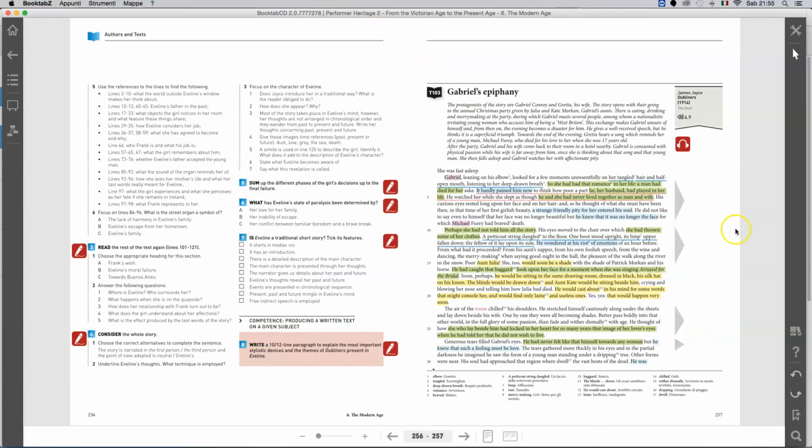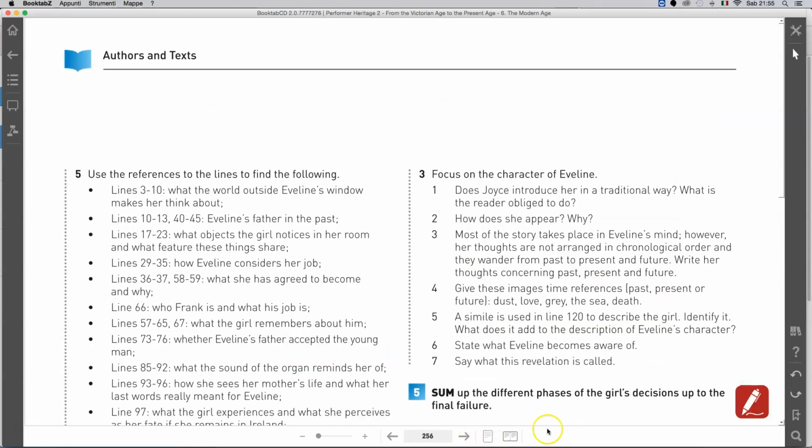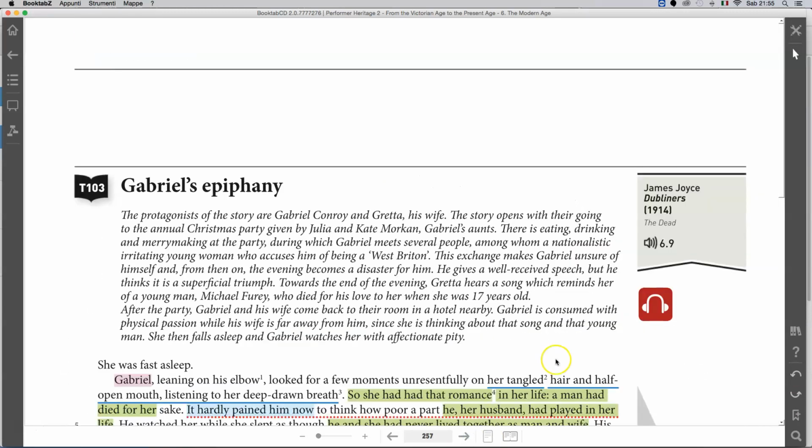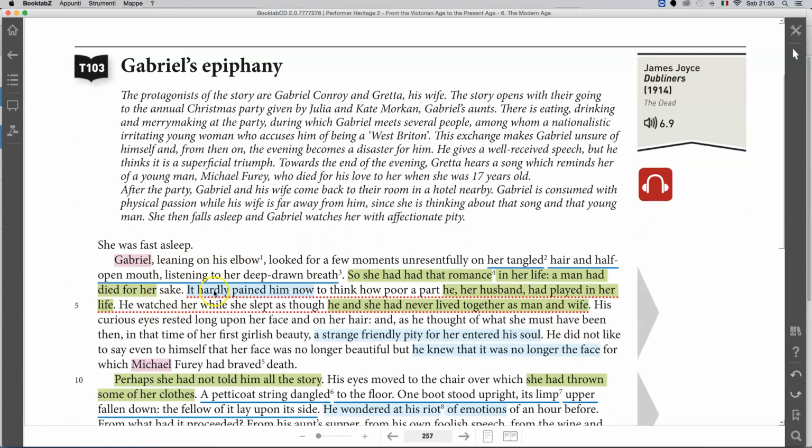Okay, very well. I just want to focus on the epiphany. Gabriel's epiphany comes in the fourth and fifth lines, and it is marked by all these red dots.